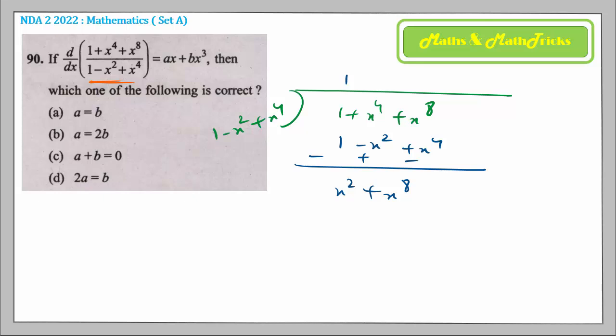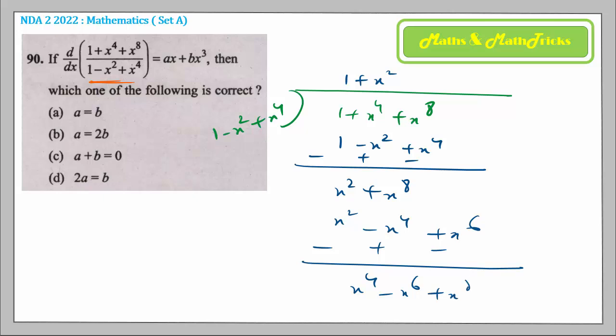Then now you want x square from 1, so x square you have to multiply. x square into 1, x square into minus x square is minus x power 4, x square into x power 4 is x power 6. Changing the sign, you will get x power 4 minus x power 6 plus x power 8. Now what do you want from this one? You want this x power 4, so x power 4 you have to multiply: x power 4 into x square is x power 6, and x power 4 into x power 4 is x power 8. Changing the sign, the remainder is becoming 0. The remainder here is 0.